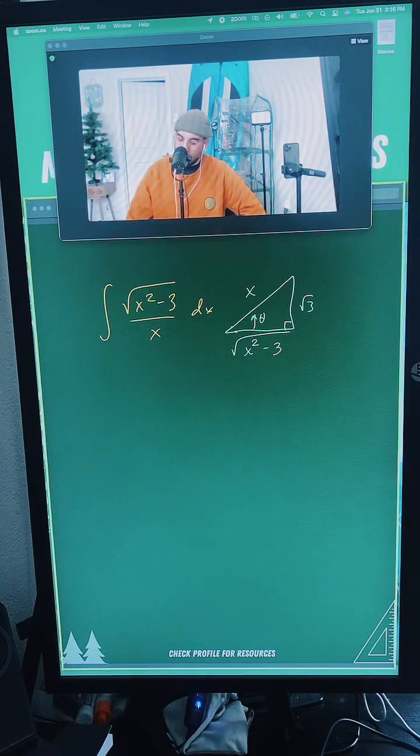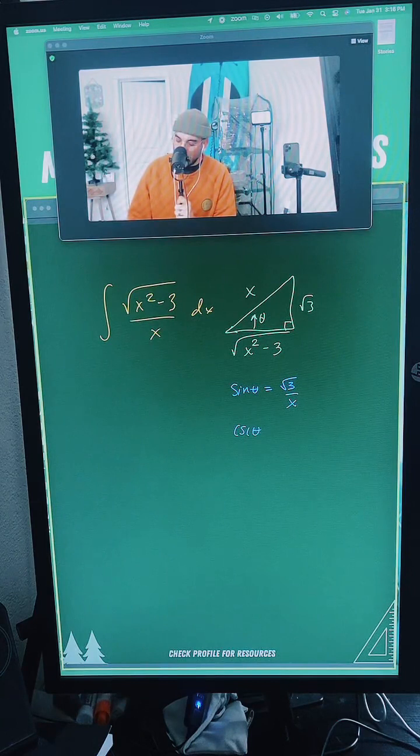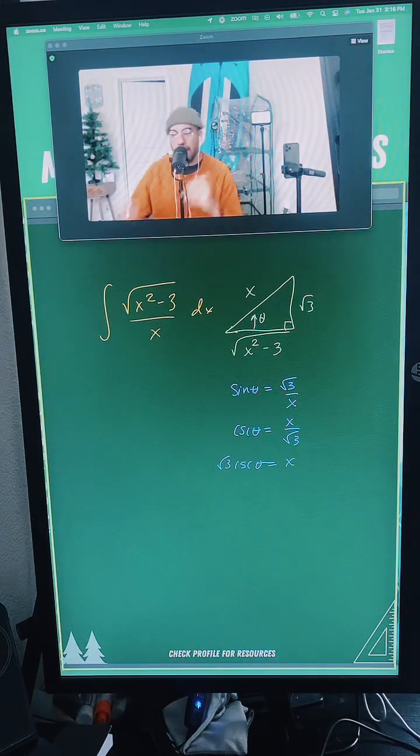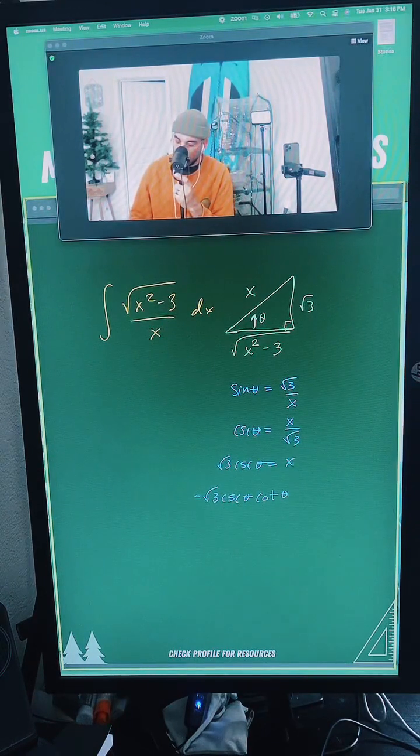Okay, so now we have to figure out some stuff. We can say that sine theta is equal to opposite over hypotenuse, so root 3 over x. Because the x is in the bottom, it's a little tricky. In other words, I can say cosecant theta is equal to x over root 3. And so that means that root 3 cosecant theta is equal to x, and now I can differentiate this. Now, what is the derivative of cosecant? That's something that you have to remember. That's going to be negative root 3 cosecant theta cotangent theta d theta, and that's equal to dx.